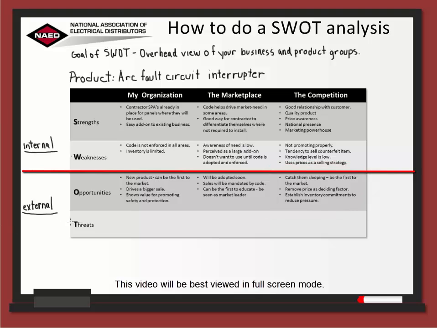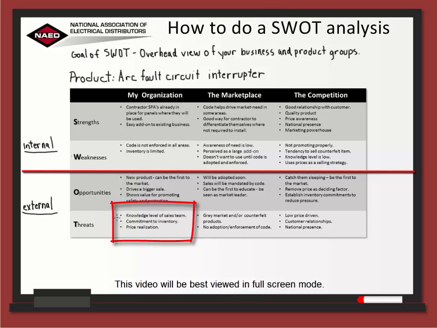What kind of threats do we have? Threats to the organization might be knowledge level of the sales team, or the lack of commitment to inventory, or they may have price realization. Threats to the marketplace right here. Well, a threat may be a gray market or counterfeit products. There may be no adoption or no enforcement codes.